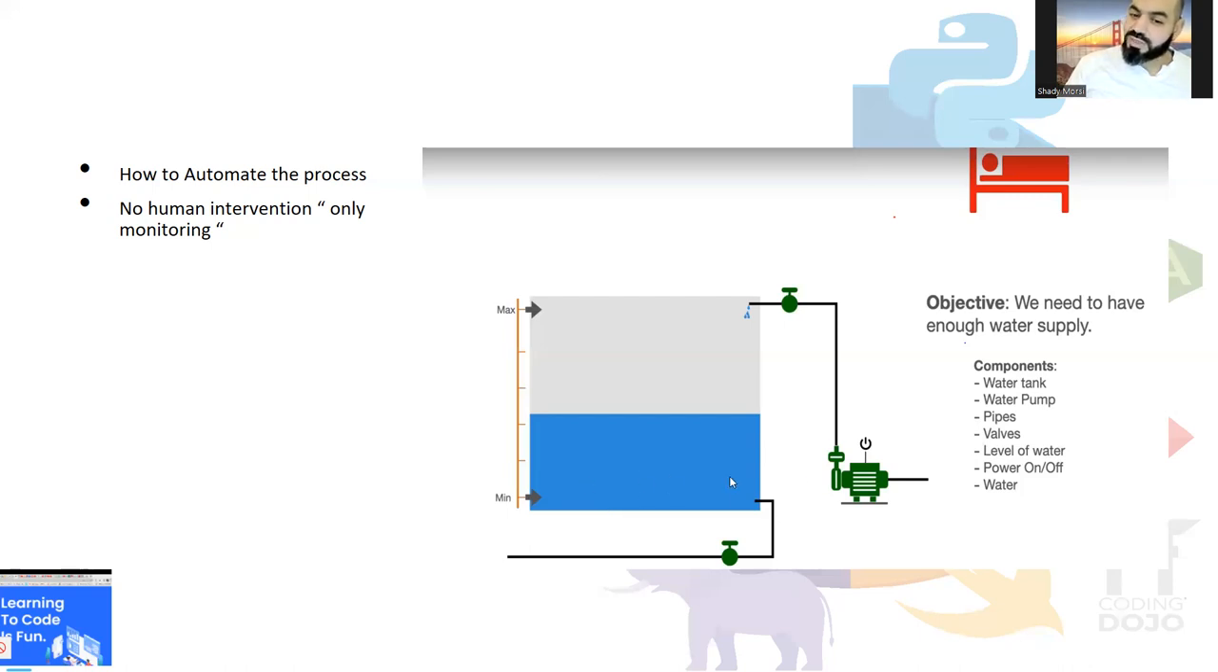So the sensor will tell a computer or supercomputer that the water level is very low and we need to take an action about it. So the computer will take an action to turn on the pump and to open this valve and start the water coming in. So this is basically what happens. So I wanted to automate this process. How can I automate this process?